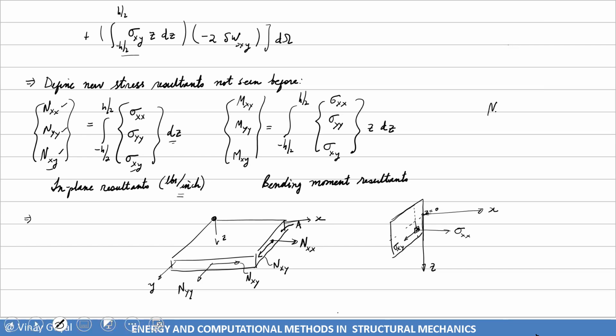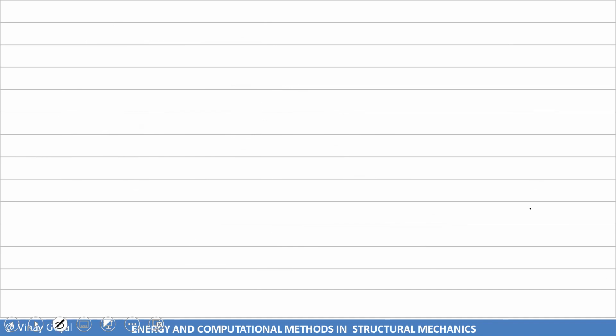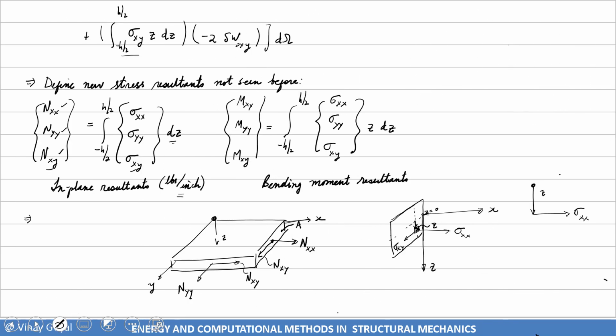So moment is typically r cross force, right? In this case, I put my hand, so this Z goes this way, downwards. I'll blow it up. So this Z, and that's sigma XX. So the moment is going that way. So I have a bending moment pointed that way. I put an arrow like that.